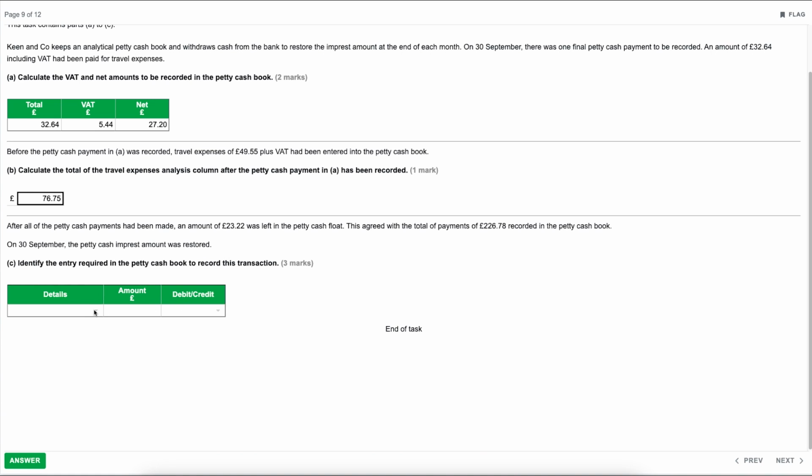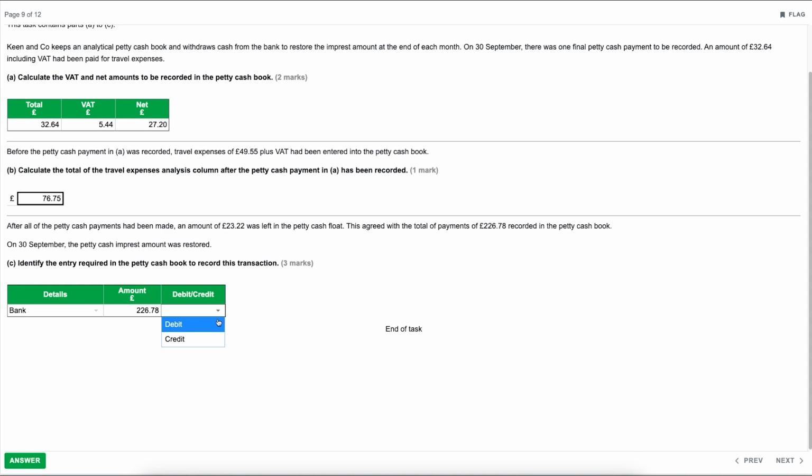So all we would do to record that is first select the account where this money is coming from. So obviously it's got to come from our bank account. Okay, so it would be bank, and we'll be reducing our bank balance here. It would be a credit within our actual bank account because we're taking out £226.78. So we can enter £226.78. And it would be, as I say, a credit within our bank. But remember here, we're identifying the entry required in the petty cash book.